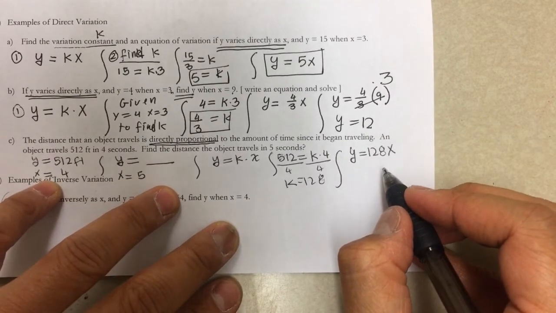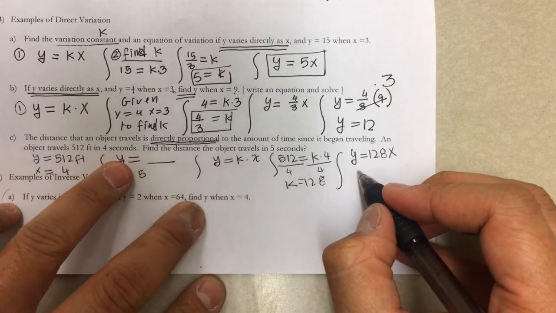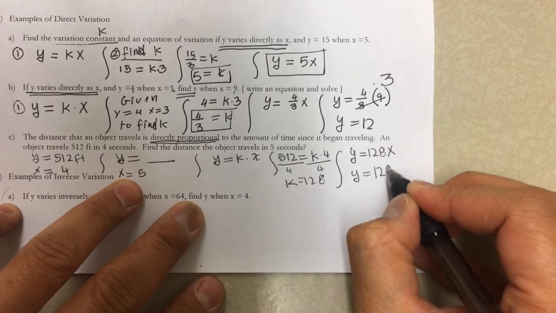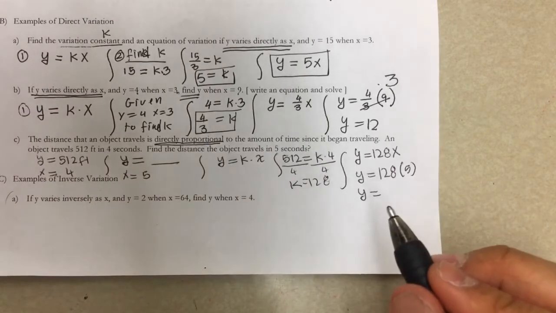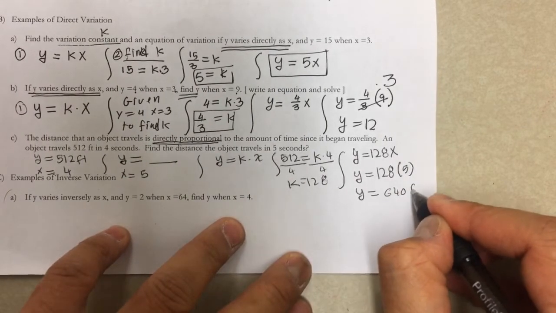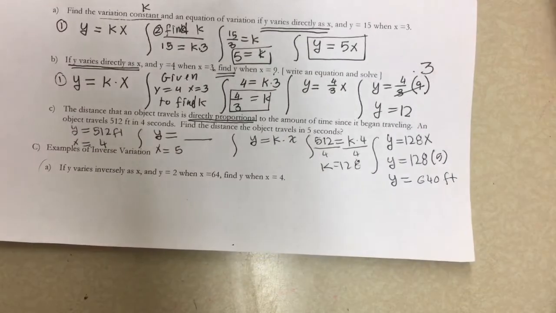From here, we are going to plug in 5 for x, and that allows us to find the y value, which comes out to be 640 feet. So we expect the object to travel 640 feet in 5 seconds.